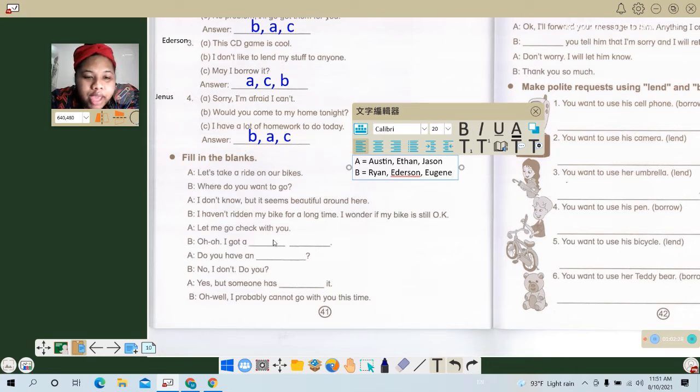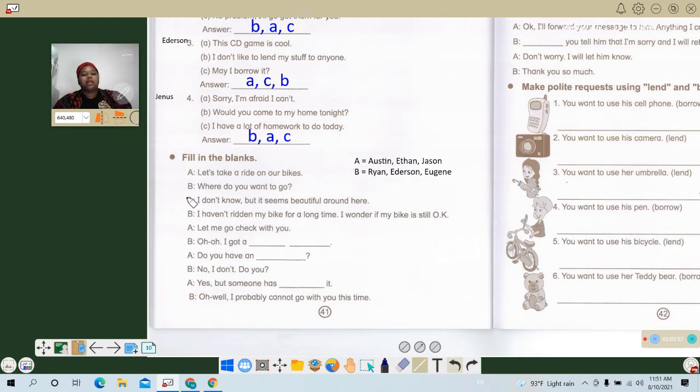So, read this one first. If you don't know the answer, you don't need to give the answer for the blank. Just read. Do you understand? Just read. So if it says, uh-oh, I got a, that's it. Do you have an? That's it. Yes, but someone has it. Okay? Don't need to answer yet. I just want you to read. Ready? Austin, Ethan, Jason, Ryan, Ederson, and Eugene. 1, 2, 3. Start.